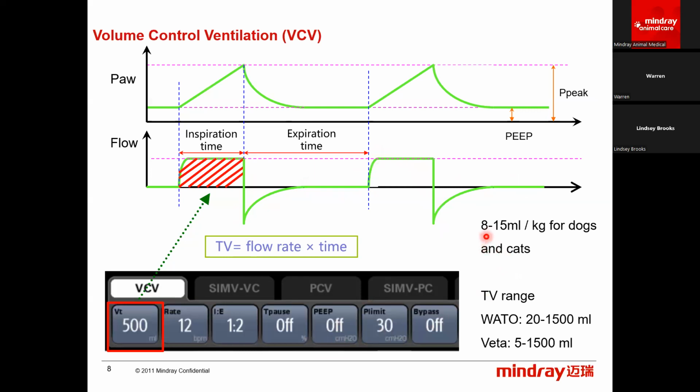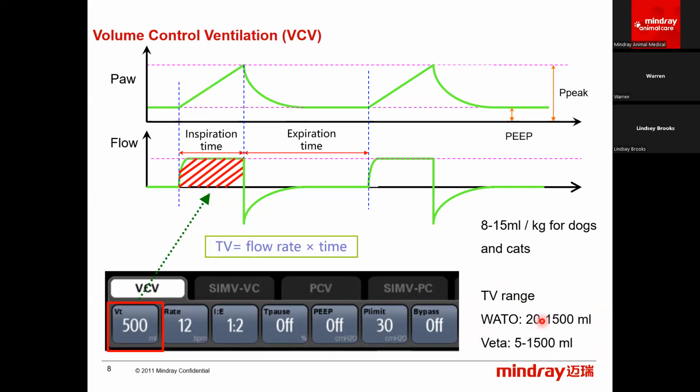So we know that in general, our tidal volume for dogs and cats is going to be a range of 8 to 15 mils per kg. Cats are on the lower end. Dogs, depending on the conformation of that dog, might be on the lower end or maybe on the higher end if you have a deep-chested kiddo such as a greyhound, borzoi, galgos, etc. Now our tidal volume ranges on our ventilators.